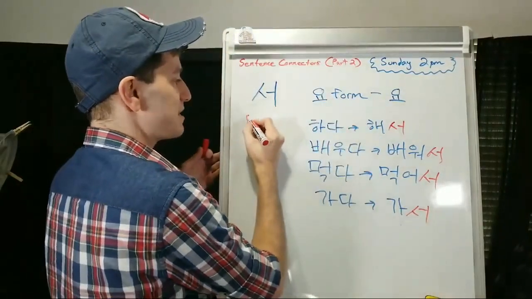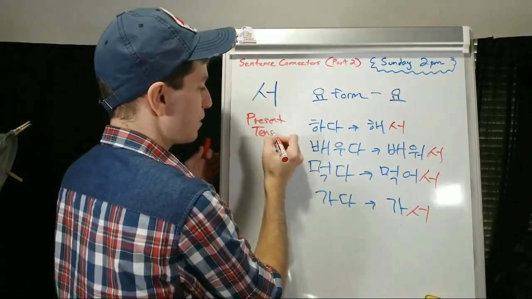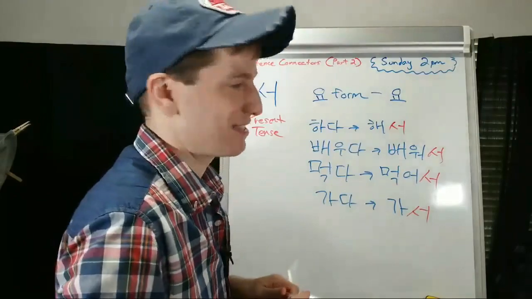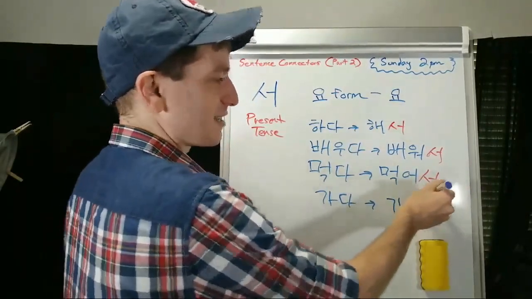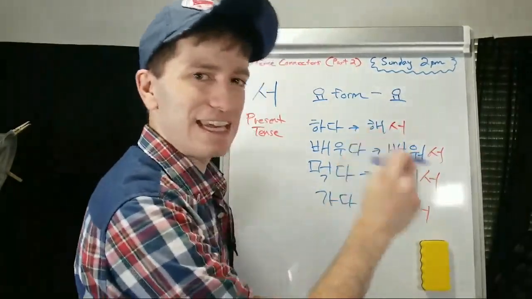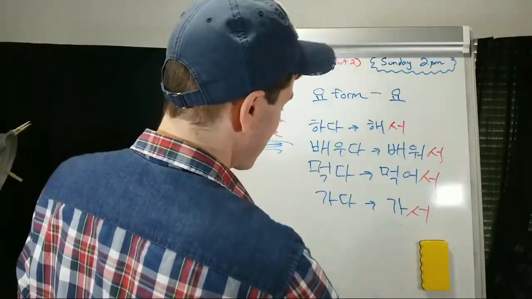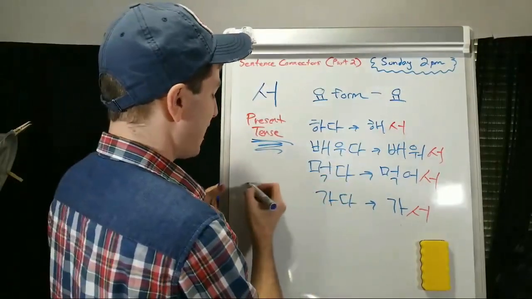This is only present tense. Do not go and conjugate this to the past tense. Keep this form just like this. This is it. You will not need any other form of this. There's one exception you have to learn. The verb 이다, for to be.